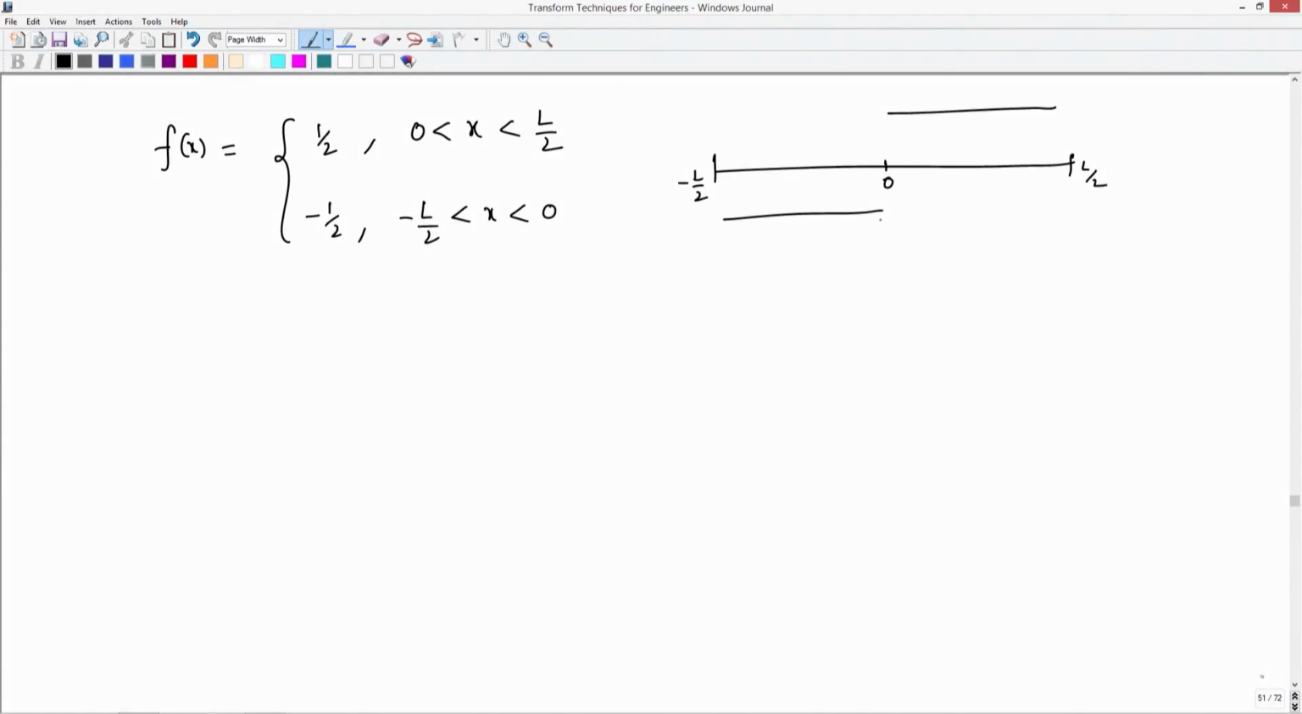Here also it is continuous except at finitely many points, and it is differentiable. The derivative is 0 here, 0 here, and at 0 it is not differentiable. So, it is a piecewise differentiable function. Even if you take one more derivative, f double dash, that is also 0. Still at 0 it is not defined: if f dash is not defined, f double dash is also not defined, and so on. So, you can easily see that f is many times differentiable, but it is a piecewise differentiable function.